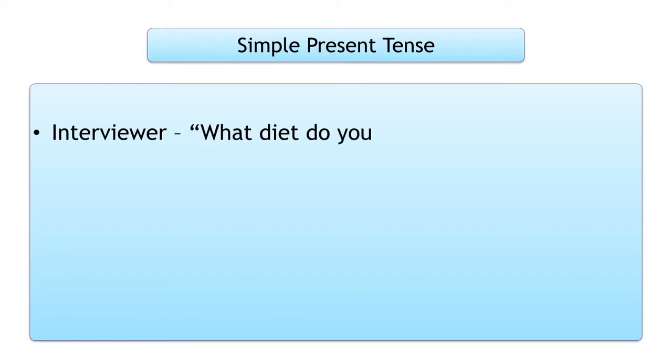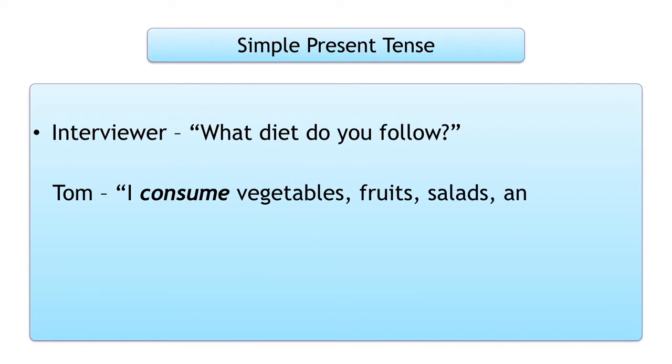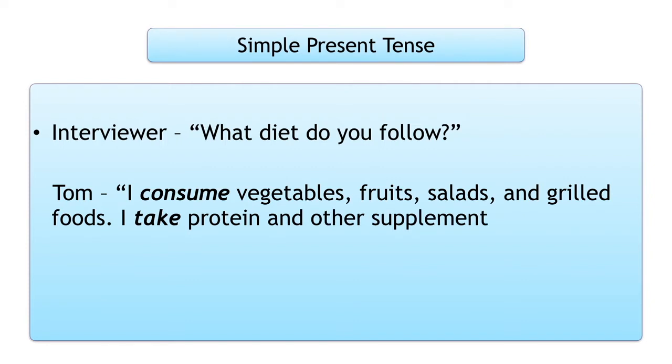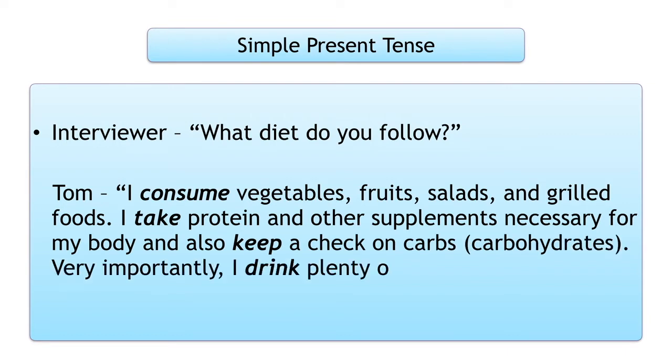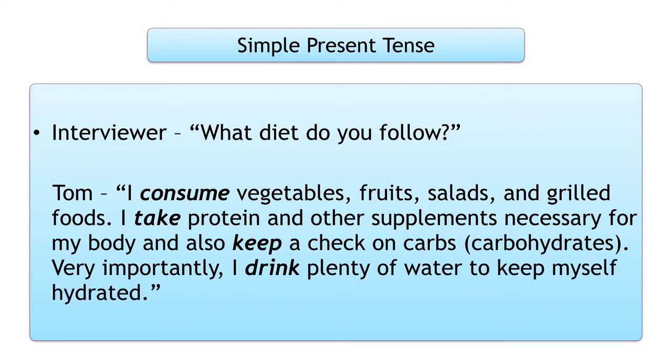Your next question is, what diet do you follow? And Tom replies, I consume vegetables, fruits, salads, and grilled foods. I take protein and other supplements necessary for my body and also keep a check on carbs. Very importantly, I drink plenty of water to keep myself hydrated. Pay attention to the words maintain, focus, go, miss, consume, take, keep, and drink.